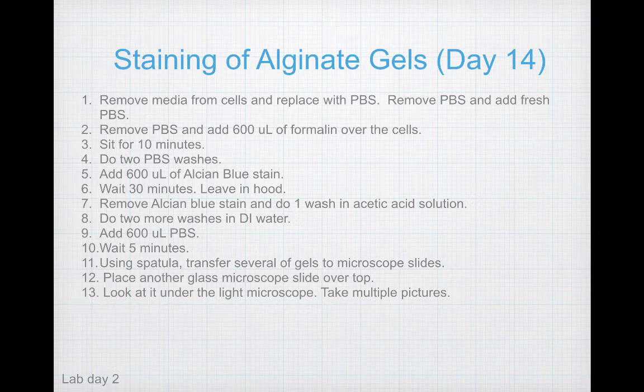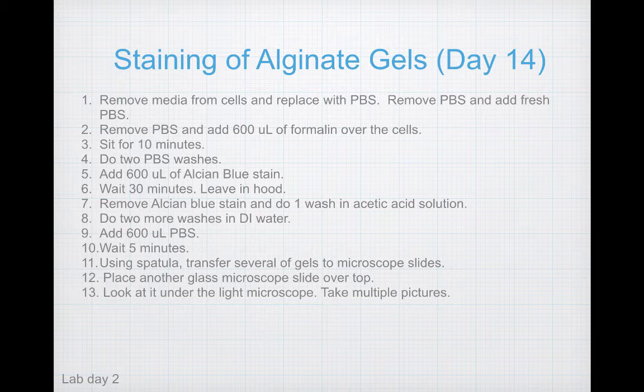Now, after 14 days of culture, you will stain for the GAGs during the regularly scheduled lab period. In order to do so, you'll retrieve your well plates from the incubator. You'll remove media from the plates and add about 700 microliters of PBS, then remove it. Then add PBS again, then remove it. So you'll be doing 2 washes with PBS.